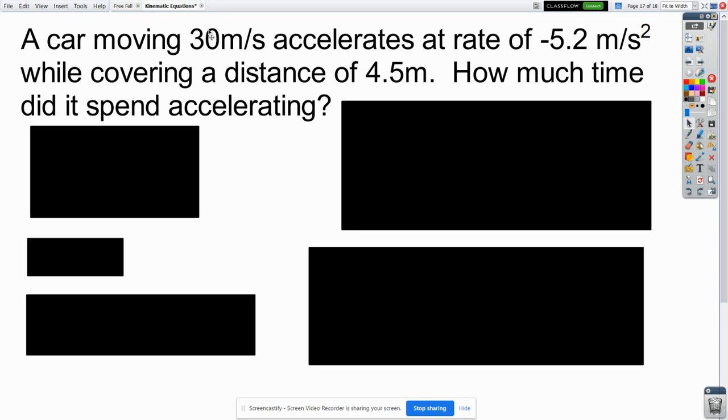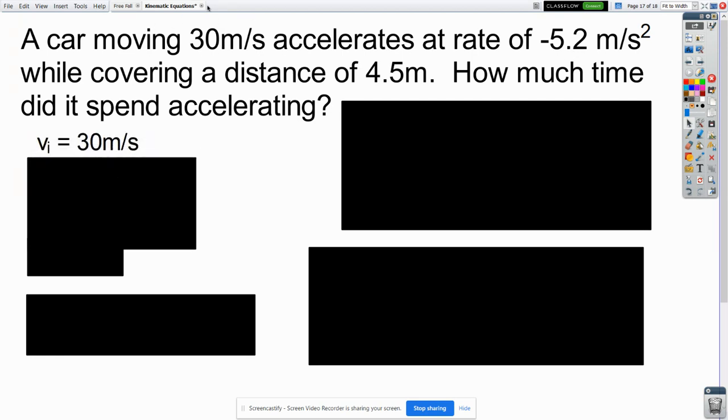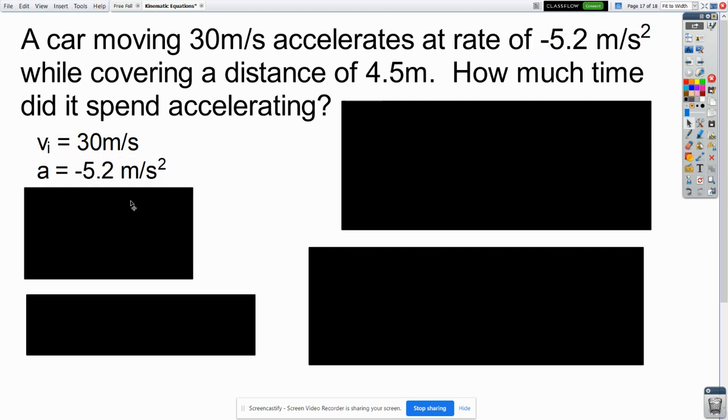A car moves 30 meters per second, accelerates at a rate of negative 5.2. Now, it doesn't say left or right, so we're going to go on the assumption that it's positive, just like we did back when we were using the basic equations. So VI is 30 meters per second. It accelerates at a rate of negative 5.2 meters per second squared, so that's A. And that negative sign is important. These are going to be opposite, so we should expect it to be slowing down.